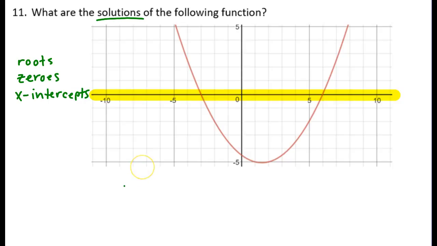So it crosses at this point here, where x equals -3, and it crosses at this point here, which is x equals 6. So my two solutions are -3 and +6.